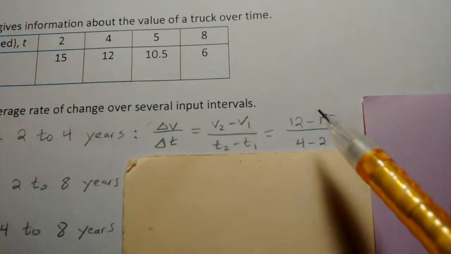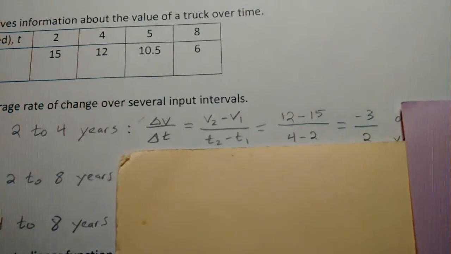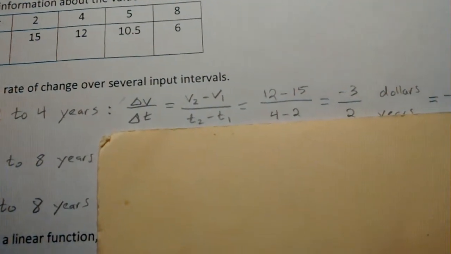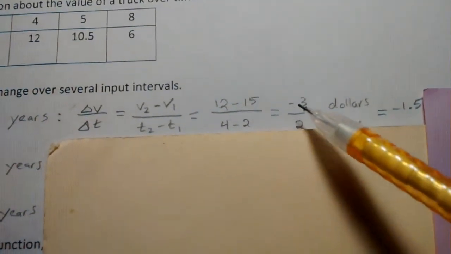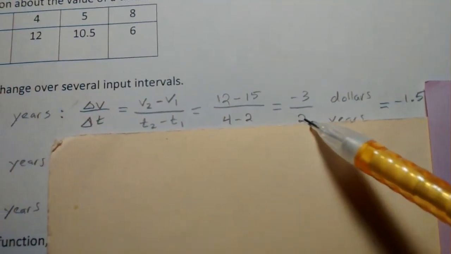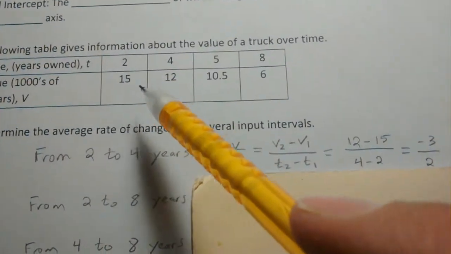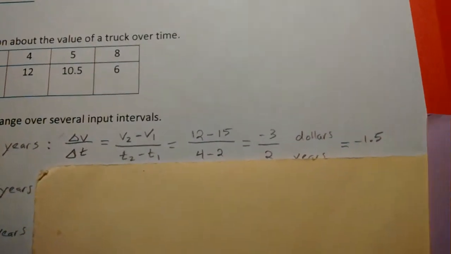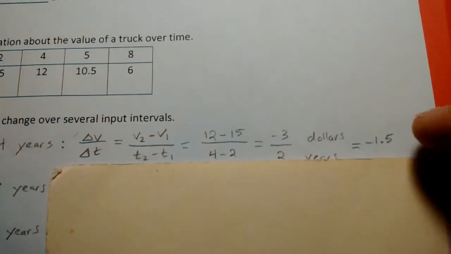So that's going to be a negative 3 over 2. And literally, so with units, the value has decreased $3,000 over that 2-year period. That's what that's saying here. So what happens though if we do the division, we get negative 1.5. What in the world does that mean?